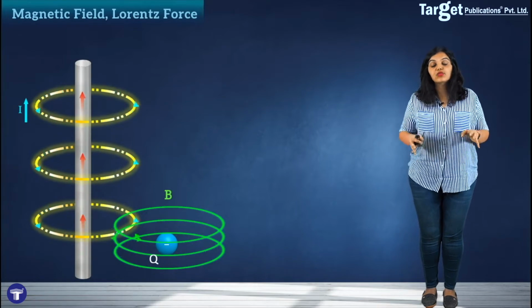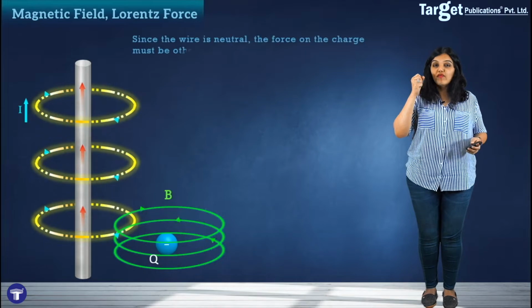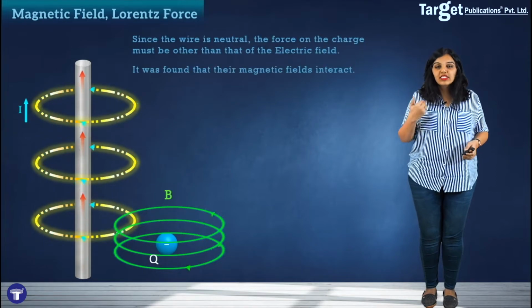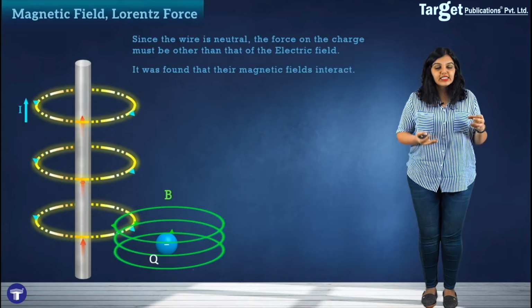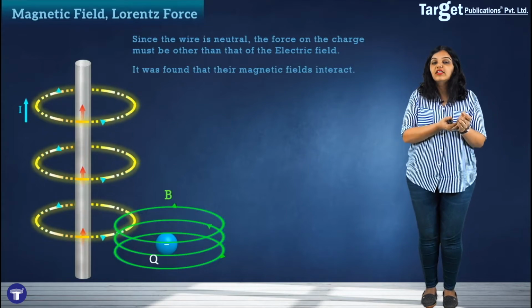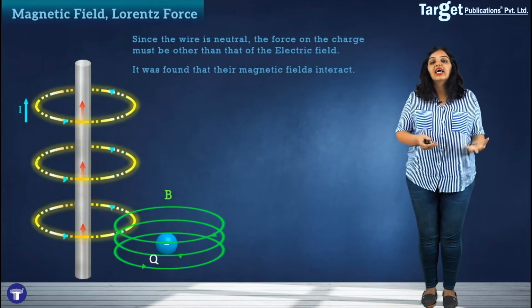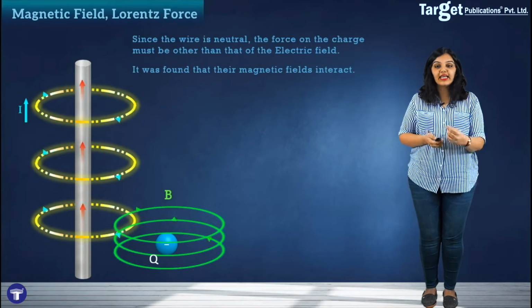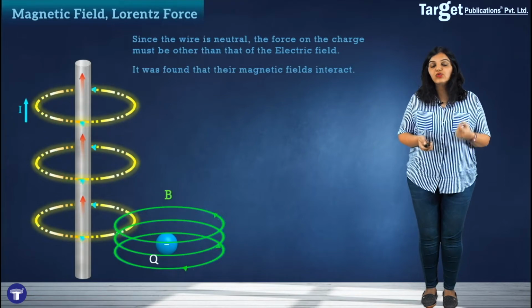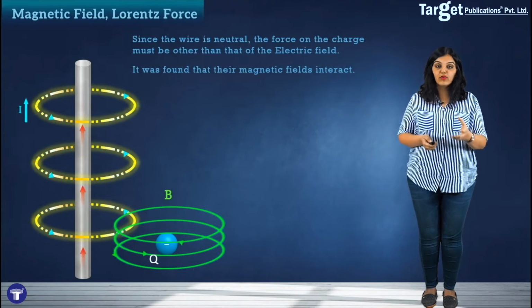It cannot be so because the current carrying wire is overall neutral and therefore will not exert an overall electrostatic force on a moving charge, which means that the reason this moving charge is feeling a force must be something different, and as we said, it is actually the magnetic fields of these two which are interacting with each other, giving rise to a force which is experienced by this moving charge.